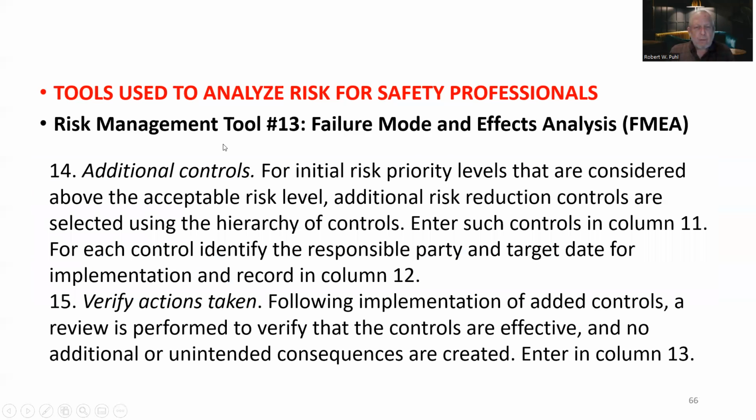Additional controls. For initial risk priority levels that are considered above the acceptable risk level, additional risk reduction controls are selected using the hierarchy of controls. Enter such controls in column 11 for each control. Identify the responsible party and target date for implementation and record in column 12.